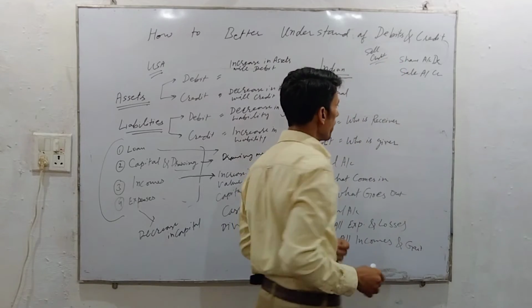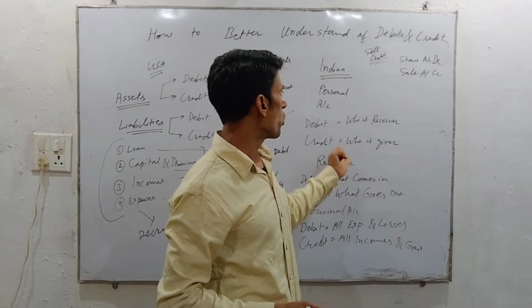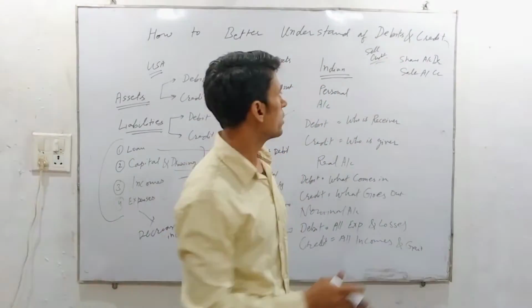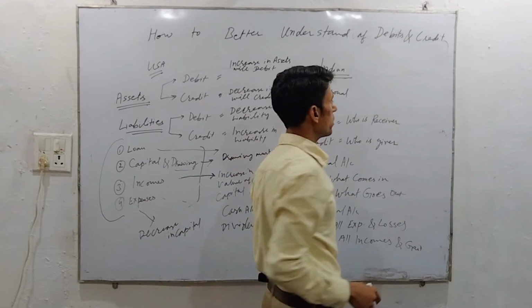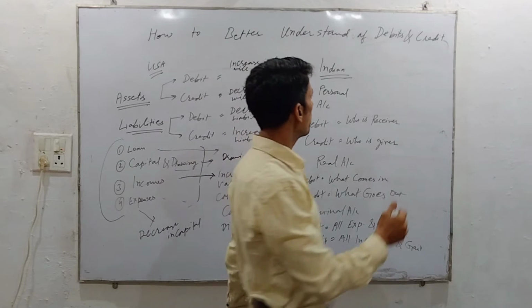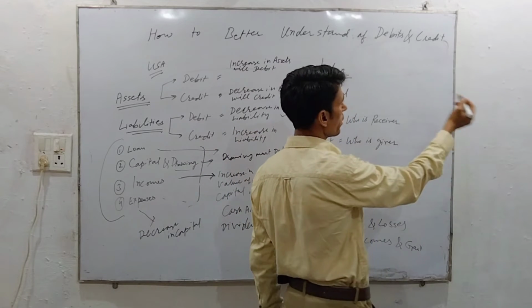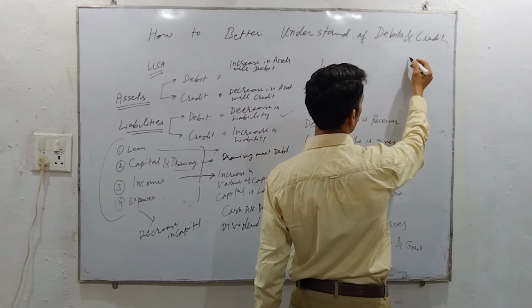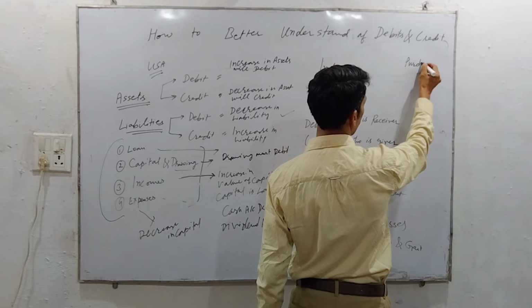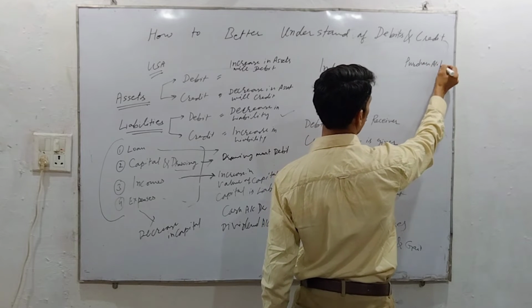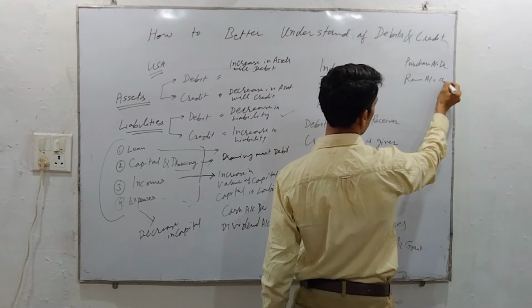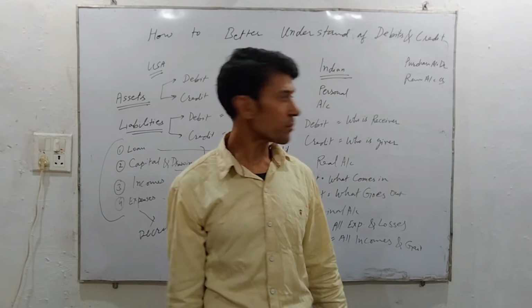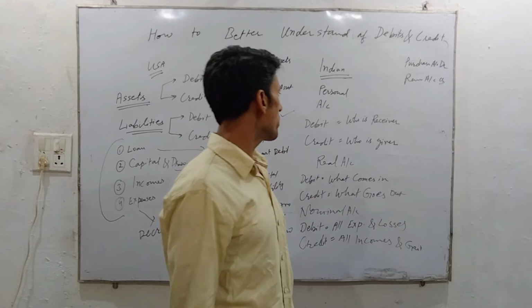Okay, and who is given credit? Suppose we bought goods from Ram on credit. So purchase account debit, Ram account credit. Okay, now second is real account.